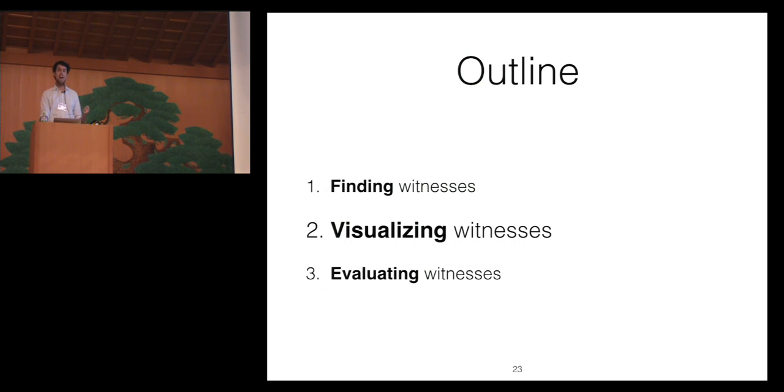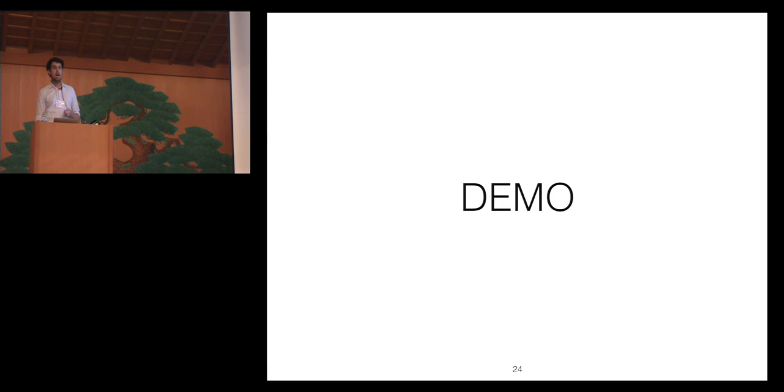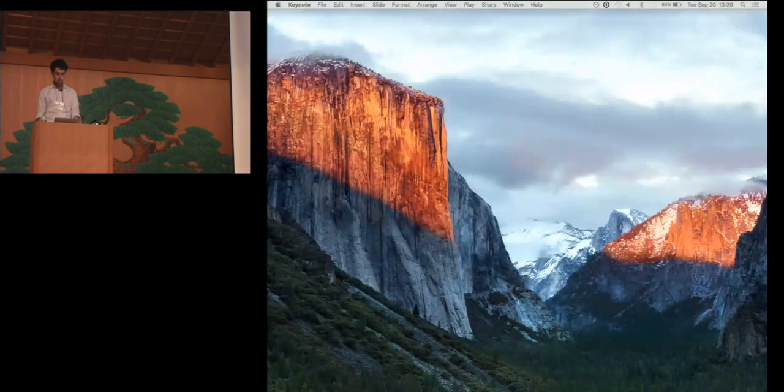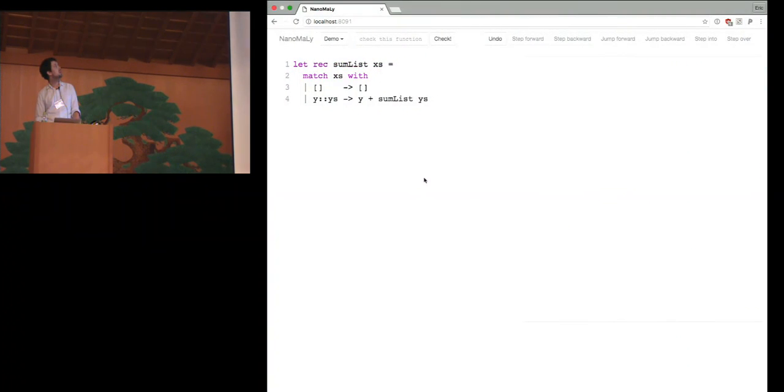Now, given that we have a witness, it would be nice if we had some way to interact with the witness and provide a nice visualization and perhaps a debugger on top of it. And so that's exactly what we've done. We built a tool that we call NanoMaLy that allows you to search for these witnesses and then debug the resulting execution. And we've been using this in our courses at UCSD for the past year or so.